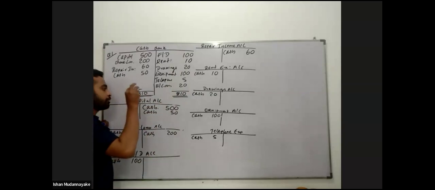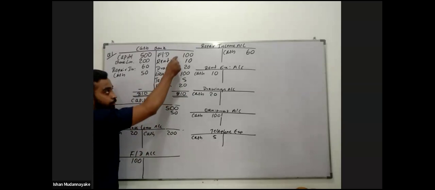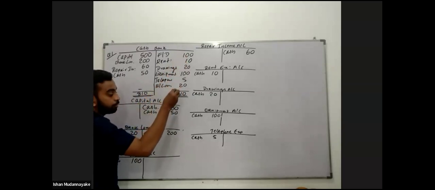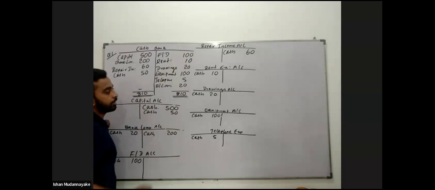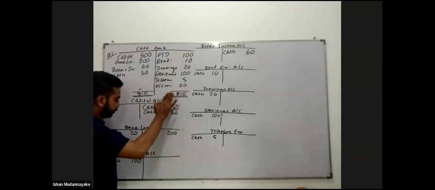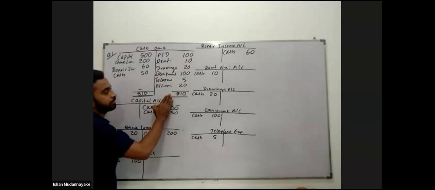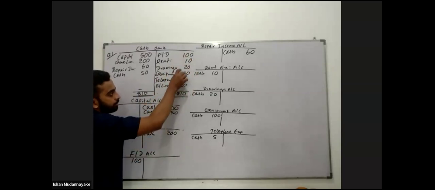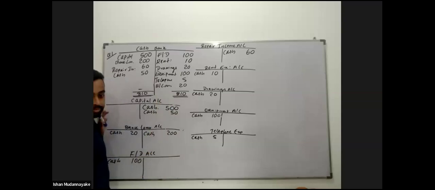Here, total cash received is 810. Here, you can see total cash payments. Total receipts minus total cash payments. From this 810, you need to deduct all these cash payments. Then you can get a balance: the balance cash available in the business organization.